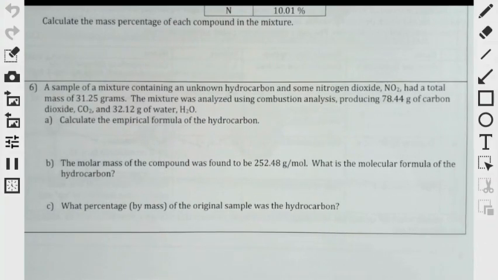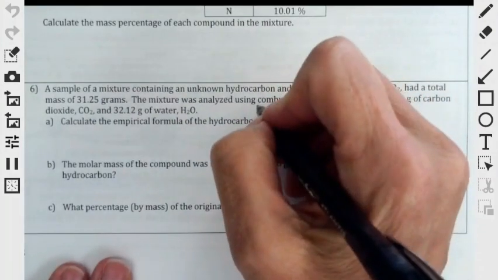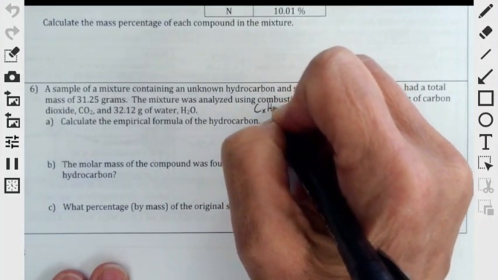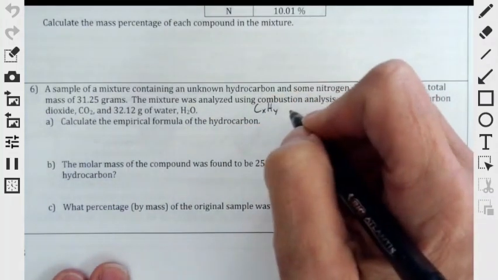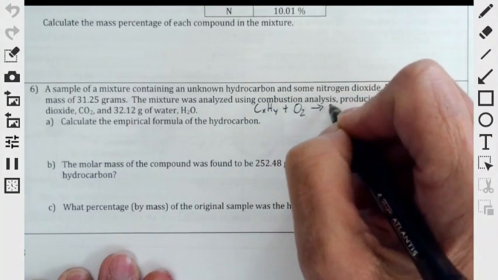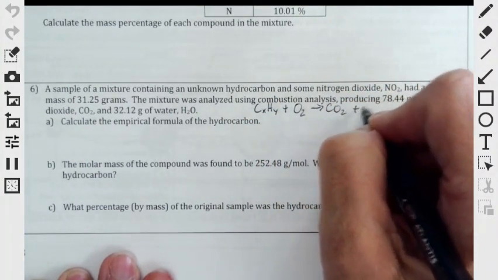So the first part of the question asks us to calculate the empirical formula of the hydrocarbon. So one thing to know is that a hydrocarbon is a substance made of both carbon and hydrogen. And so what we need to do is look at the combustion. We know that a combustion reaction is going to be some sort of carbon hydrogen compound. We don't know the formula of it, so I just put an X and a Y, plus some number of oxygen, and that's going to produce CO2 and H2O.